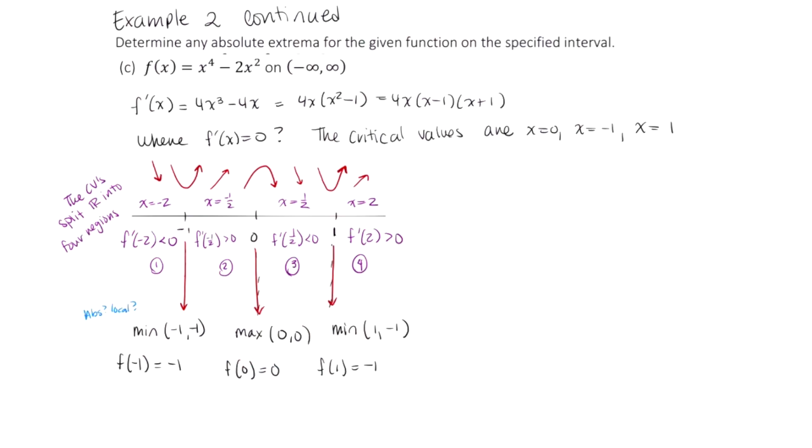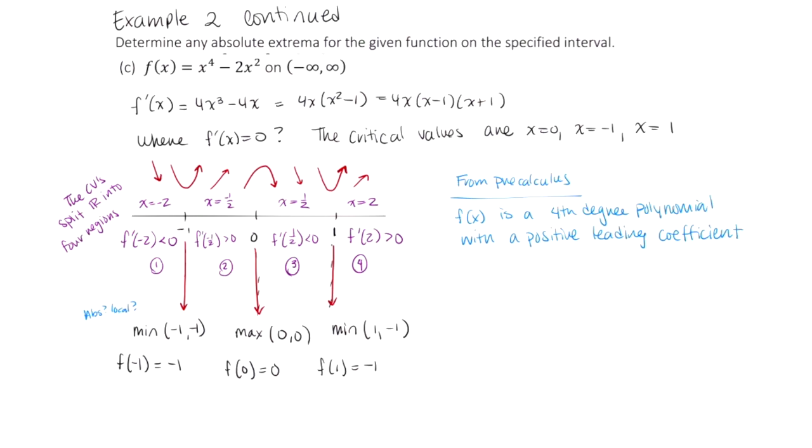Now, which of these are absolute and which of these are local? For that, let's recall a little bit of precalculus. f of x is a fourth degree polynomial, and the leading coefficient is positive. So since f of x is a fourth degree polynomial with a positive leading coefficient, we know that it has to look something like this. So at the ends, towards negative and positive infinity, it grows without bound. And then there's going to be some stuff in here.